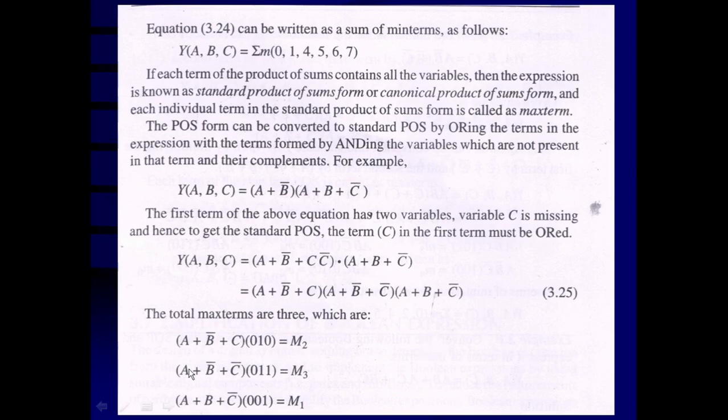Similarly, the second max term, a or b bar or c bar. A corresponds to 0, b bar corresponds to 1, c bar corresponds to again 1. So 0 1 1, its decimal equivalent is 3. So this is called the max term M3. Similarly, the last term, a or b or c bar. So 0 0 1, this corresponds to 1. So this is the max term M1 corresponding to a plus b plus c bar.